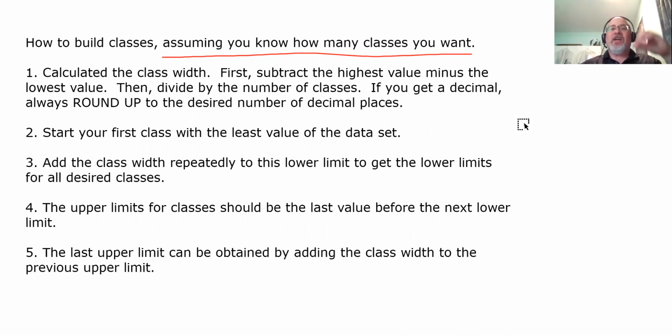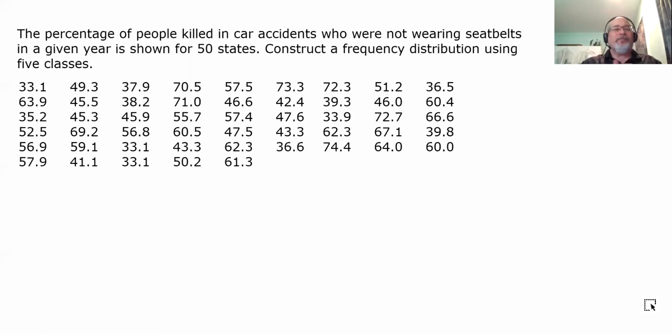We're going to start our first class with the least value in the data set. We take that class width and add it to the lower limits to create the lower limits for following classes. Then we figure out the upper limits by backing up the lower limits by 1. And then the last upper limit will just follow a pattern. But let's do an example.